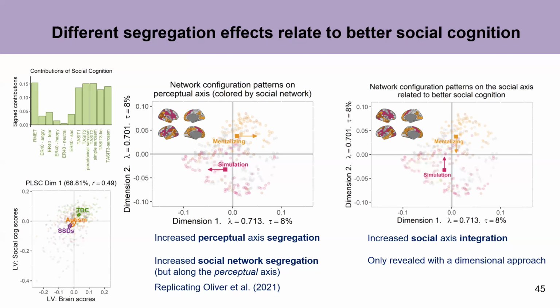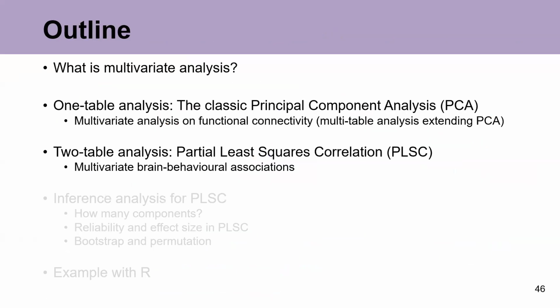But what we see on the actual social axis is what will be hidden if we didn't use the multivariate approach. Okay. Any questions so far?